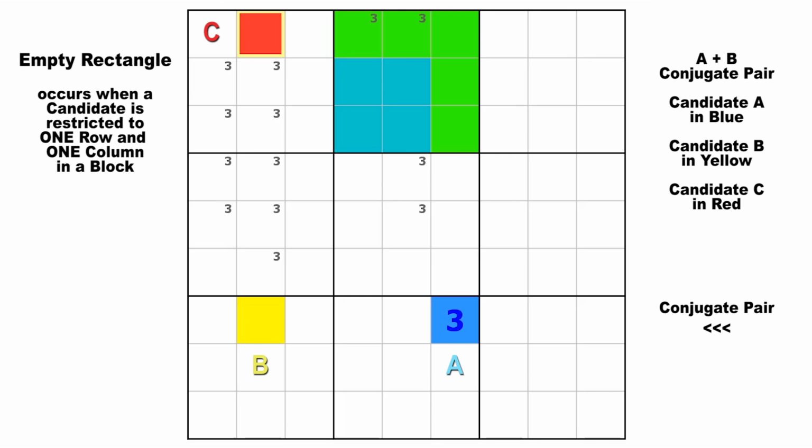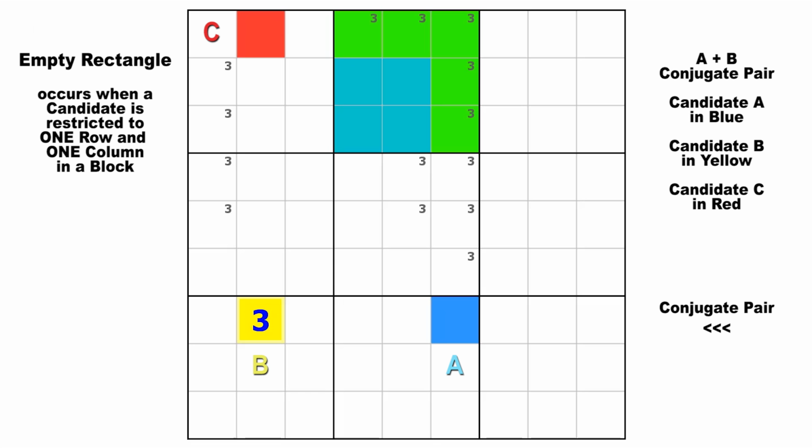Now let's go and do it the other way. Let's say the candidate 3 in the blue cell is false. But now because we have a conjugate pair down here, that means the candidate 3 in the yellow cell has to be true. And so if it's true, again, it eliminates the candidate 3 in the red cell. So the candidate 3 in the red cell is false either way, and it can be eliminated.